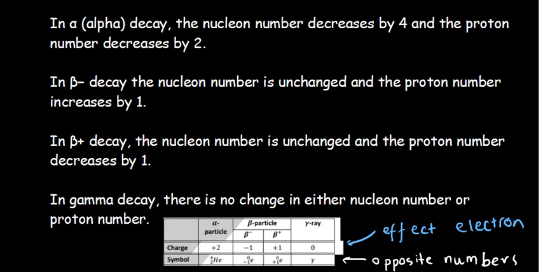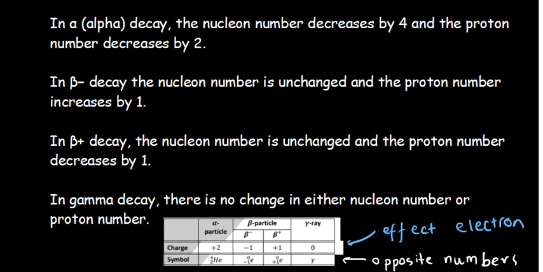Let's look at another example. In negative beta decay, the nucleon number is unchanged and the proton number increases by 1. See here, the electron has 0 nucleon number. That means we can't change it to positive or negative, so it's still going to be the same. But the bottom number is going to be opposite, so it's going to be positive 1. The proton number is going to increase by 1.